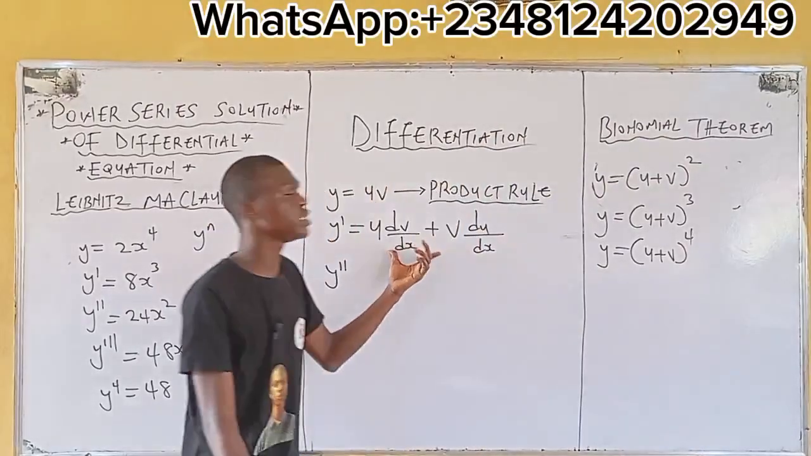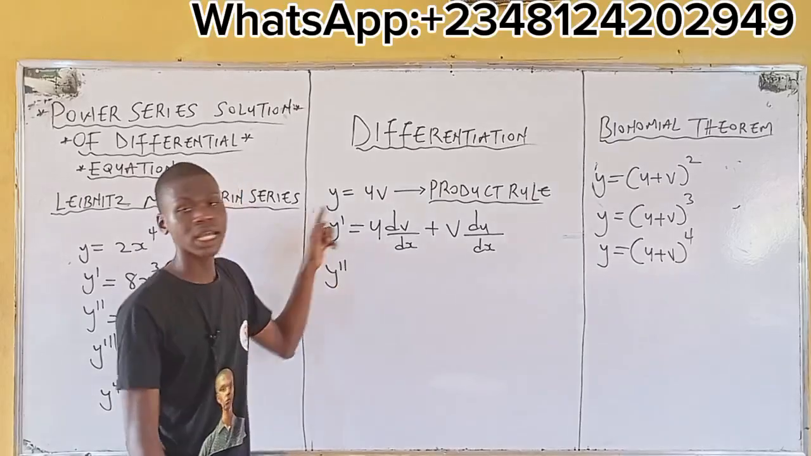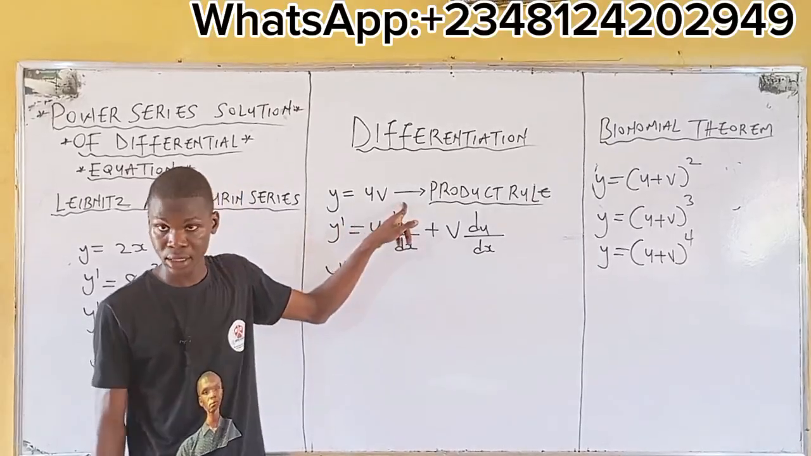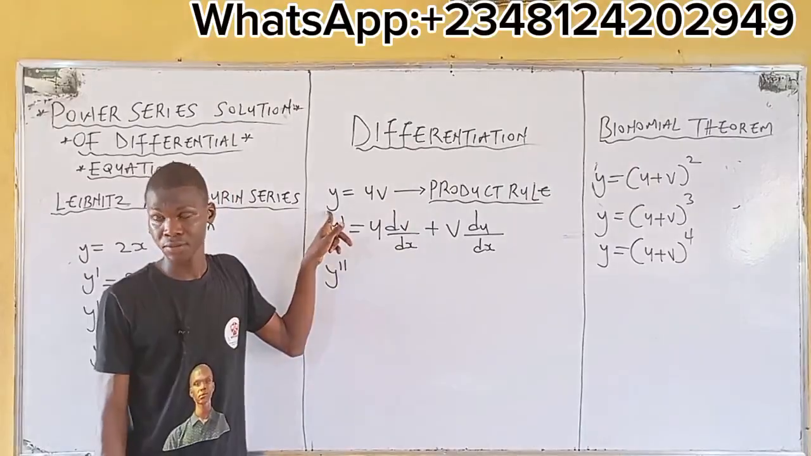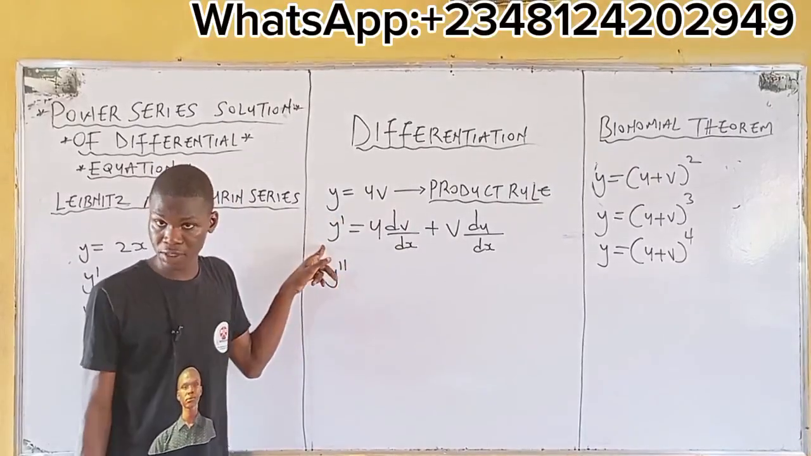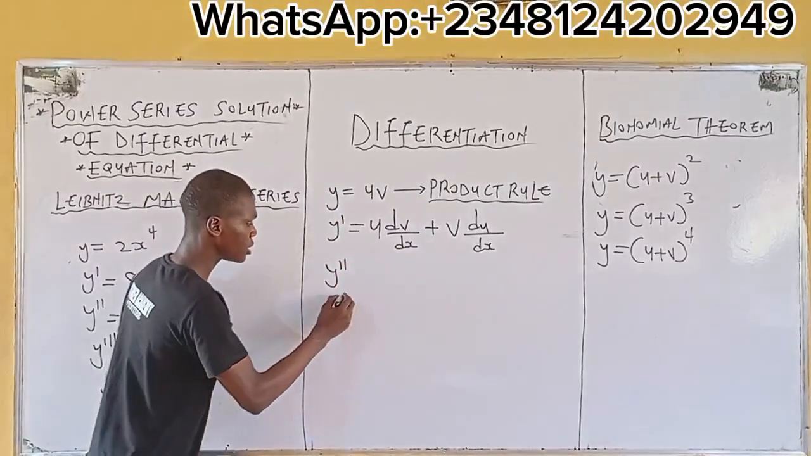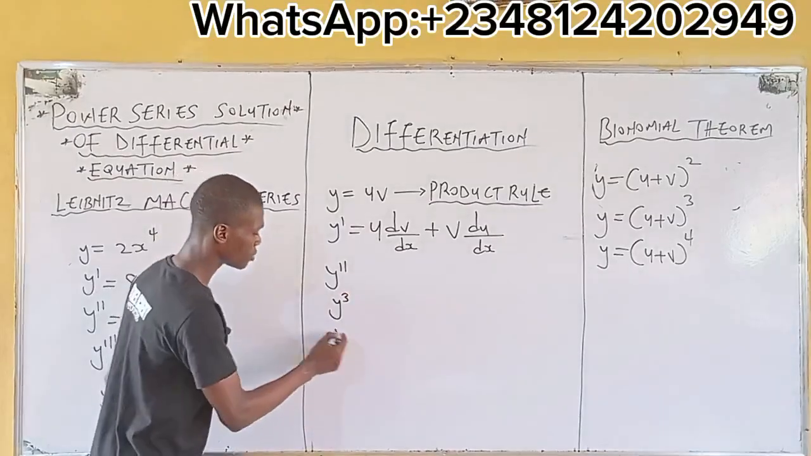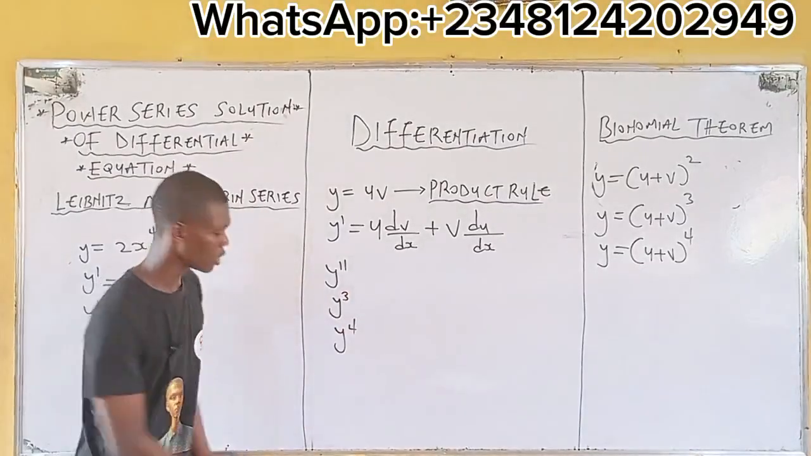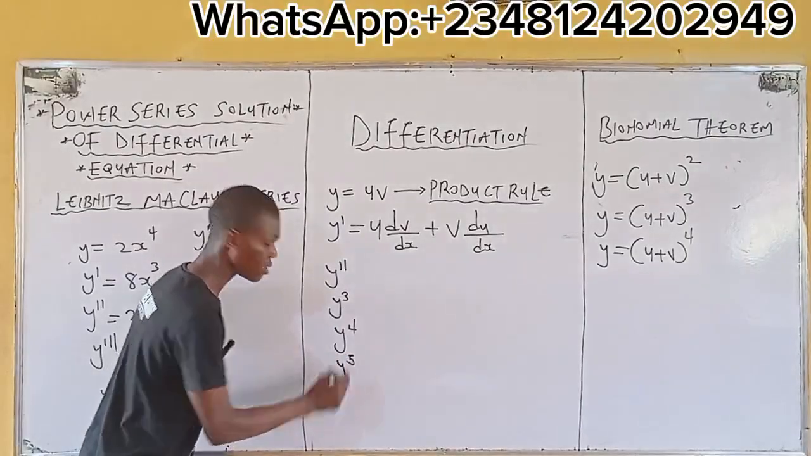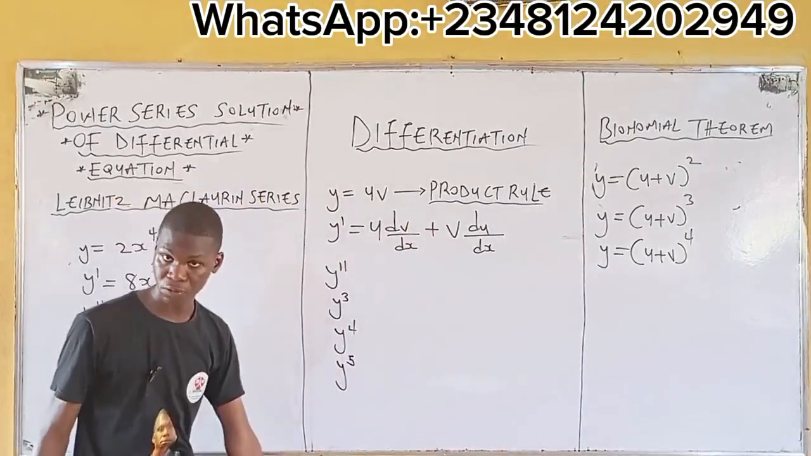Now, let's say you have this in differentiation. Say y is equal to uv, right? I can find the first derivative, right? I can also find the second derivative, the third derivative, the fourth derivative. Let's take one more, say fifth derivative, right? This is from product rule of differentiation.